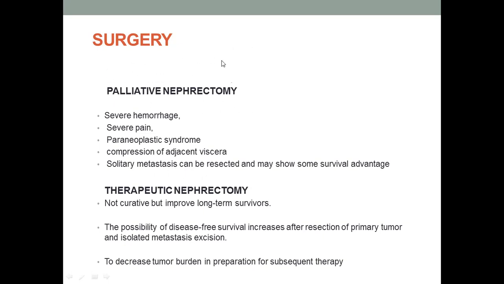When this is performed for palliation, there is a nephrectomy called therapeutic nephrectomy. This is simply performed when these symptoms are not there, but there is metastasis. In that case, you have to take out the kidney so that the 5-year disease-free survival rate can be increased. It's not curative, but it will simply increase the chance of survival.